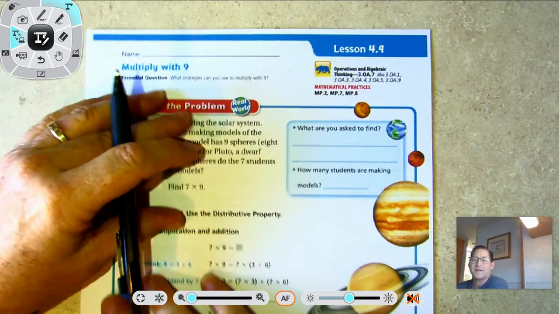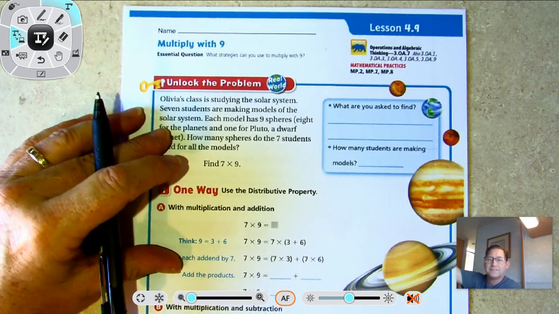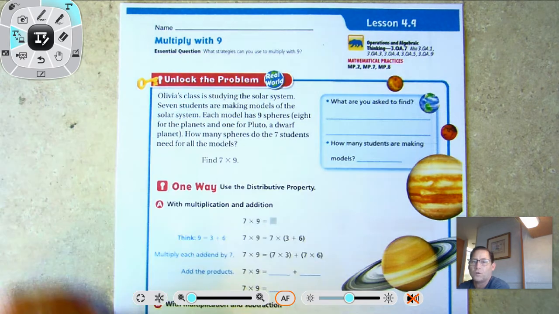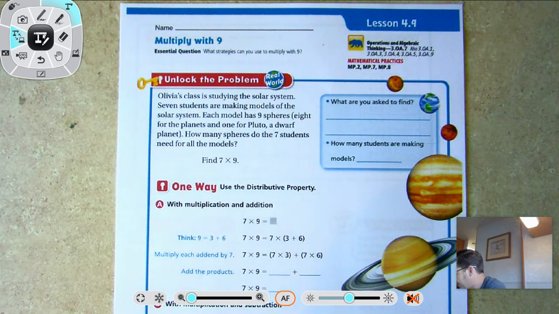Hello, everybody. All right, so we're going to continue with our discussion of Chapter 4. We're in Lesson 4.9, Multiply with 9, page 173 of the third grade Go Math textbook. So our essential question is, what strategies can you use to multiply with 9? So let's look at the Unlock the Problem.